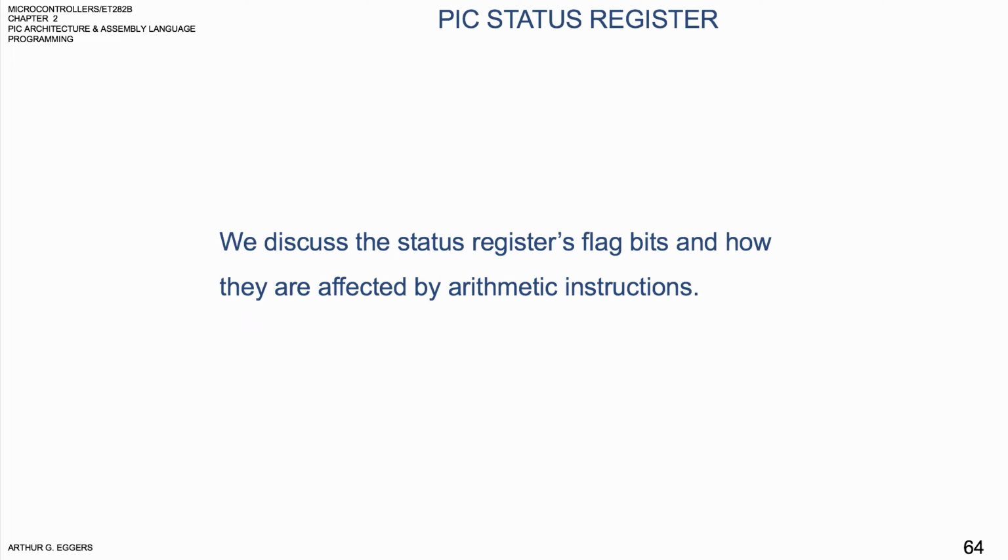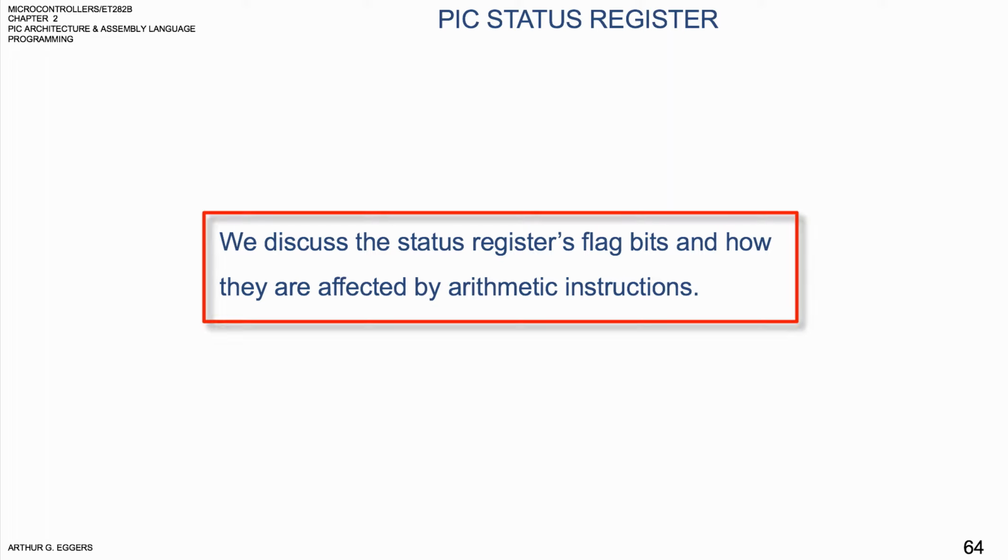Now we move on to the PIC status register. Like all microprocessors, the PIC has a flag register to indicate arithmetic conditions such as the carry bit. The flag register of the PIC is called the status register. We'll be discussing the various bits of this register and provide some examples of how it is altered.